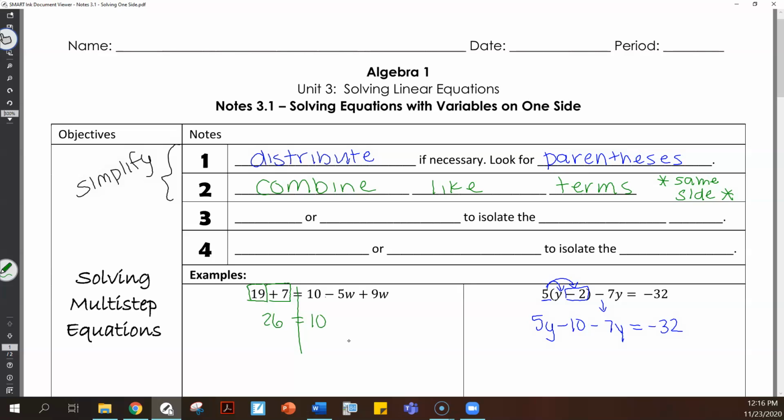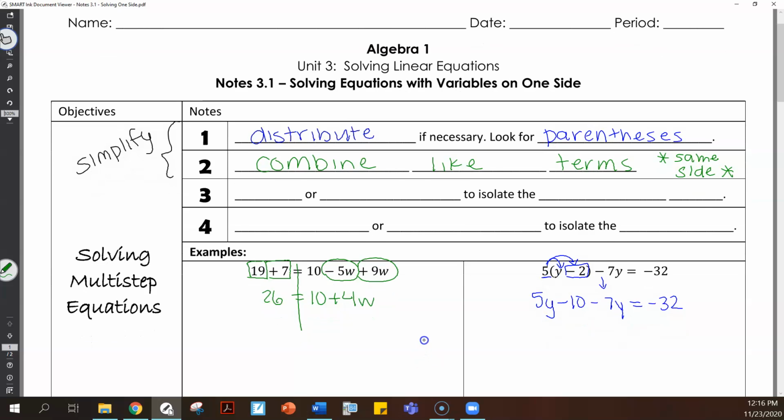But then I've got -5w and 9w. Both of those have w's, so I can combine those into one term. So I'm going to do -5 plus 9. Okay, I'm going to add their coefficients, -5 plus 9, and I'm going to get positive 4w. Okay, all I've done here is combine the terms that are the same.